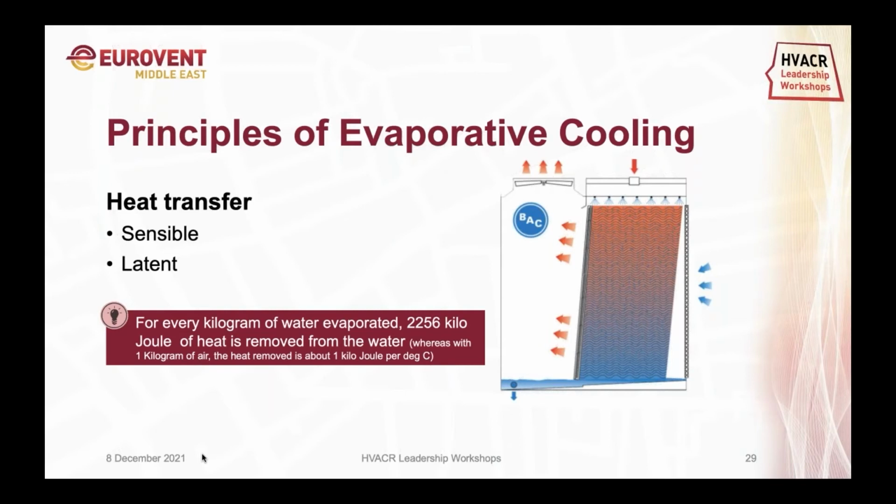So just to give a comparison, for 1 kg of air, the heat transfer per degree centigrade is approximately 1 kilojoule, whereas evaporating 1 kilogram of water into vapor form takes approximately 2300 kilojoules. That is why evaporative cooling is very, very efficient, and with a small amount of water, we get so much heat extraction from the remaining water.